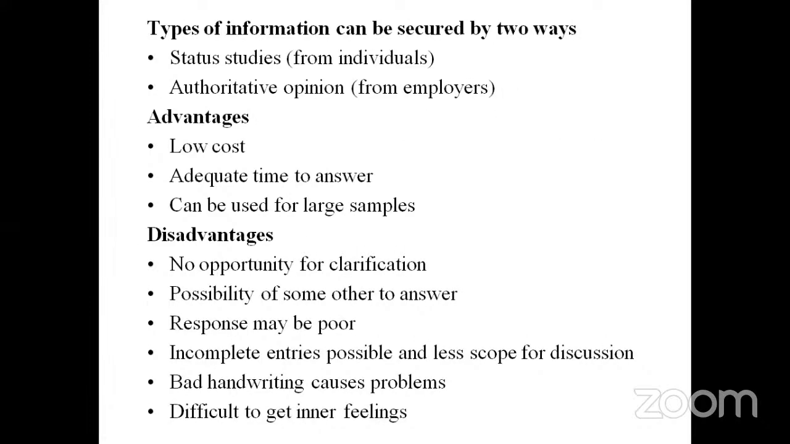And there are two types of information you can gather for your questionnaire. One is status studies and another one is authoritative opinion. Status studies means you have to get the opinion straight away from the individuals, face to face, whether by phone or personal interview, from the subjects. That is status studies. Authoritative opinion means you have to get it from employers.